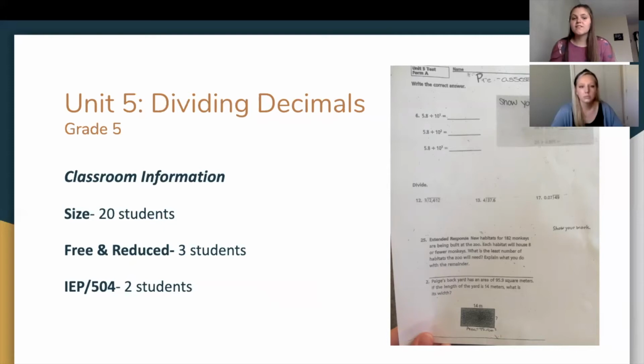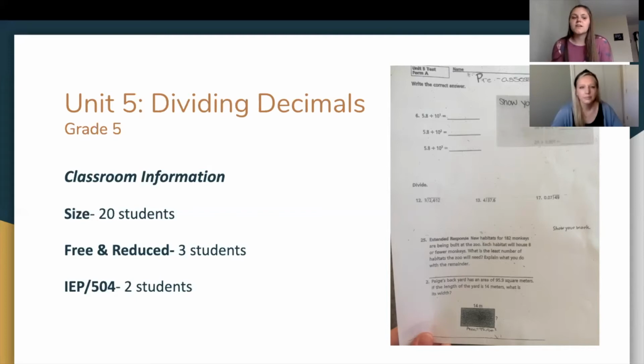So the significance of that is because sometimes students in lower incomes can perform differently than students in an average income bracket, and we wanted to analyze that data. And then we also had 2 students on an IEP or 504 plan. IEP stands for Individualized Education Plan. So this is basically just a specific plan created for that student.